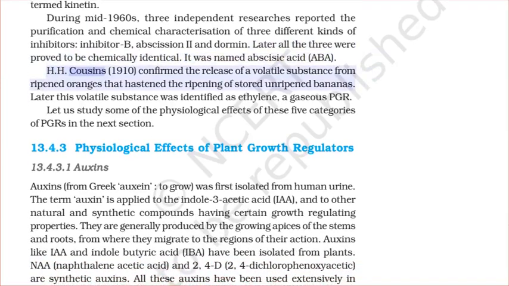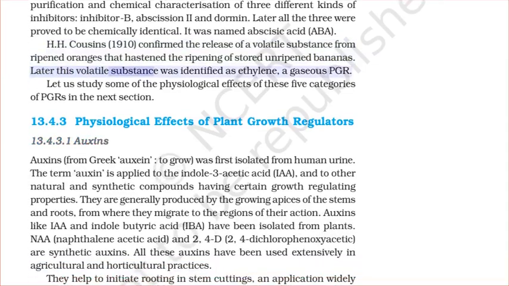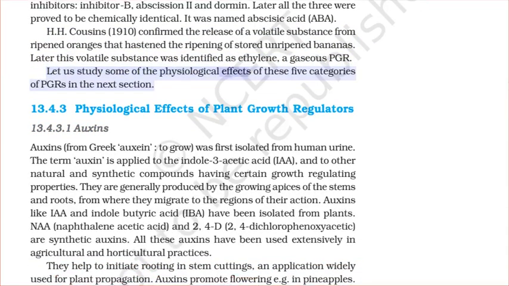H. Cousins, 1910, confirmed the release of a volatile substance from ripened oranges that hastened the ripening of stored, unripened bananas. Later, this volatile substance was identified as ethylene, a gaseous PGR. Let us study some of the physiological effects of these 5 categories of PGRs in the next section.